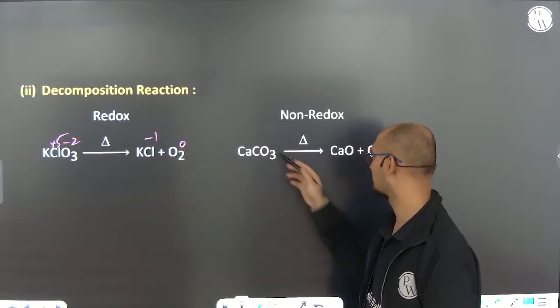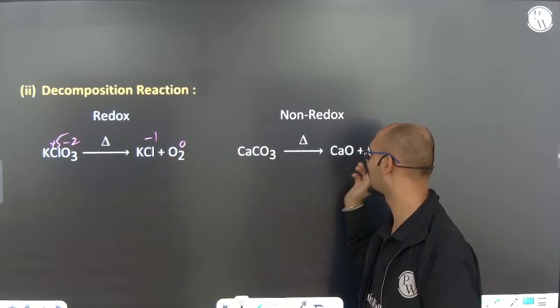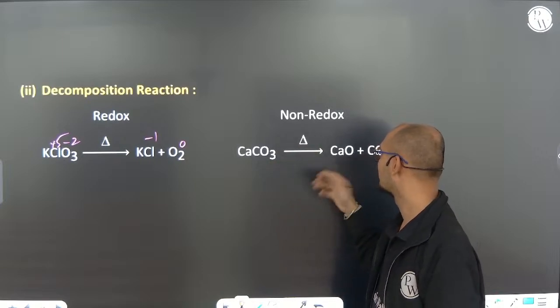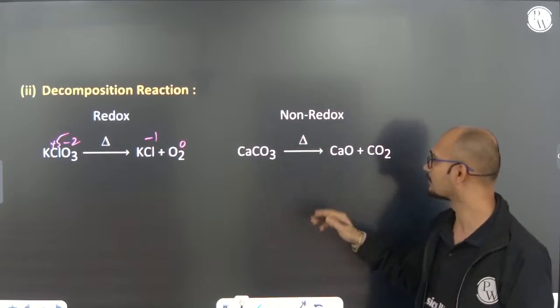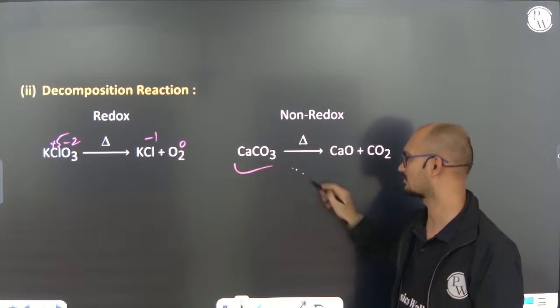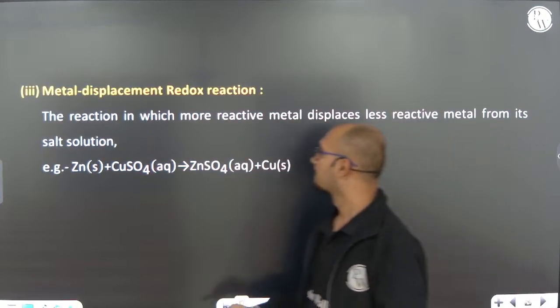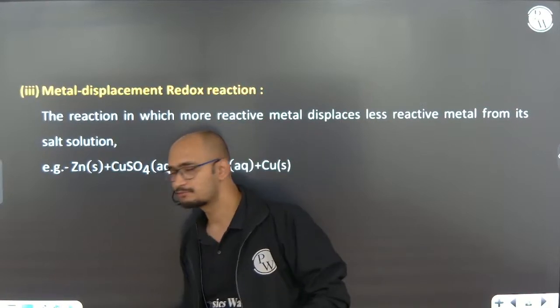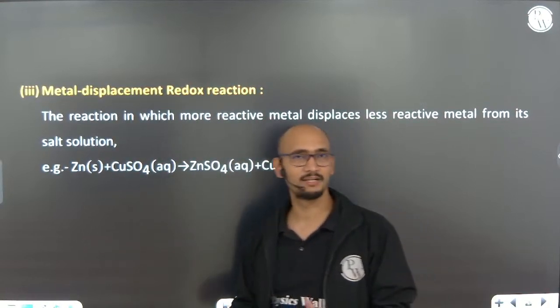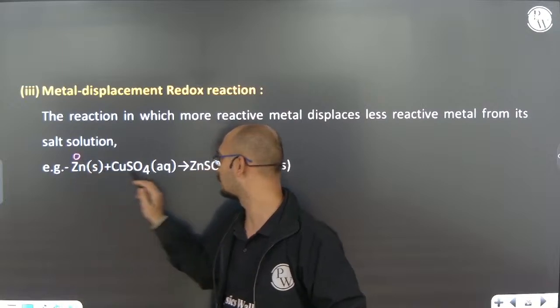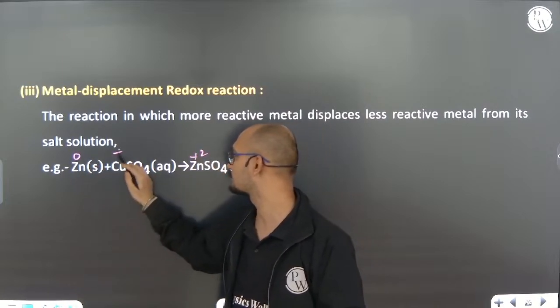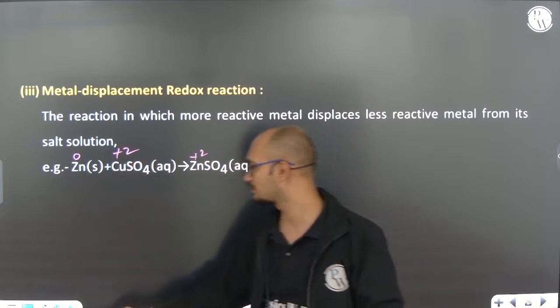Changing the oxidation state. Here calcium carbonate converts into calcium oxide plus CO2. What we can see here is that oxygen and carbon do not change. It is non-redox. Do not even think about that. Leave it. Metal displacement reaction: in a metal displacement, one metal displaces another, changing its oxidation state. Can you see it is 0? Here zinc is +2, here +2 going to 0. So of course there is a change in oxidation state.